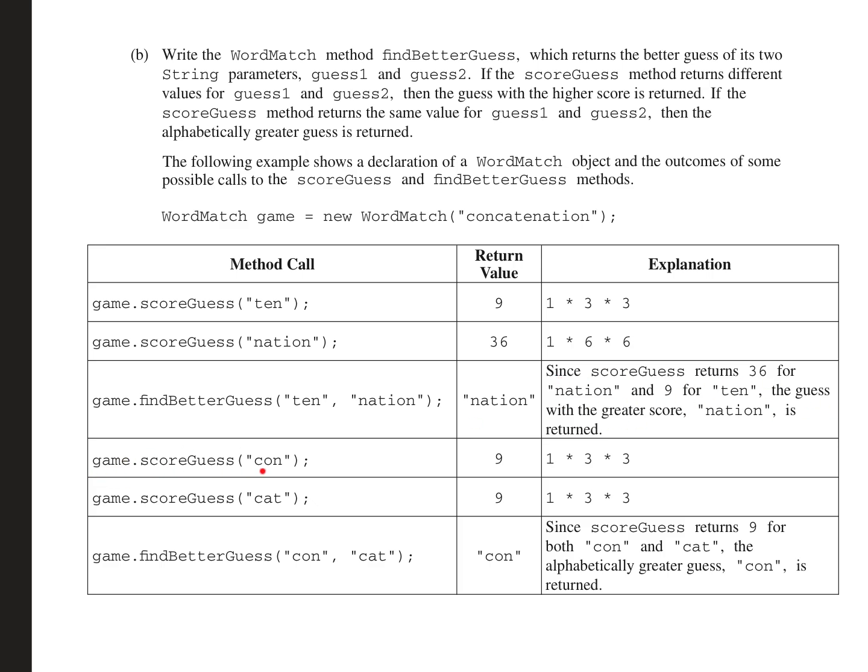So game.score con gives us a value of 9. Game.score cat gives us a score of 9. But since these are the same score, we're going to return the one that is alphabetically ahead. So con is bigger than cat.